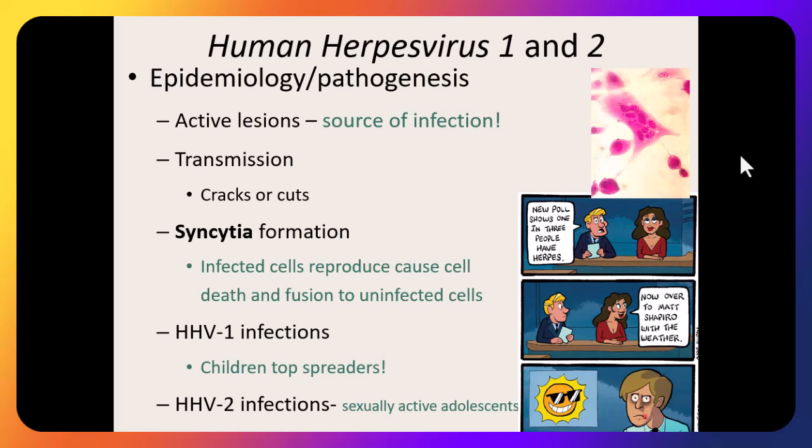Now, HHV1 infections primarily are spread by kids. I mean, kids kiss everyone. Oh, give grandma a kiss, and they give their friends kisses, and they touch everything, and they're just not cautious, which means they can be picking it up as a kid, and then it's with them forever. HHV2 infections, the top spreaders are sexually active adolescents.